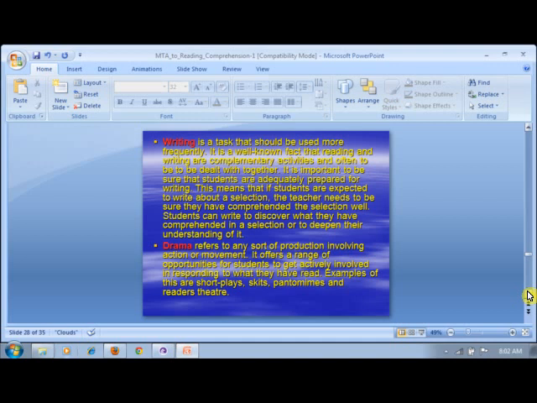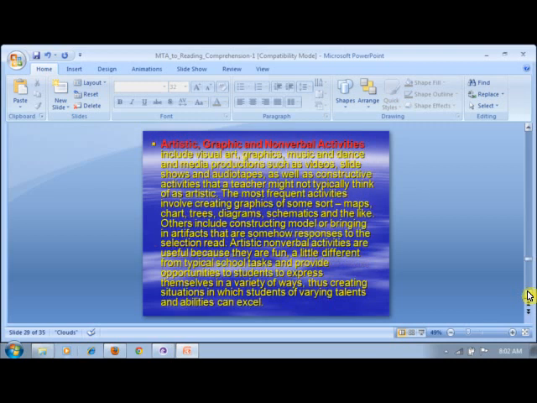Drama refers to any sort of production involving action or movement. It offers a range of opportunities for students to get actively involved in responding to what they have read. Examples of these are short plays, skits, pantomimes, and readers' theater.